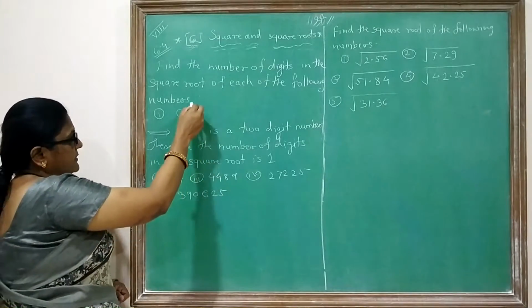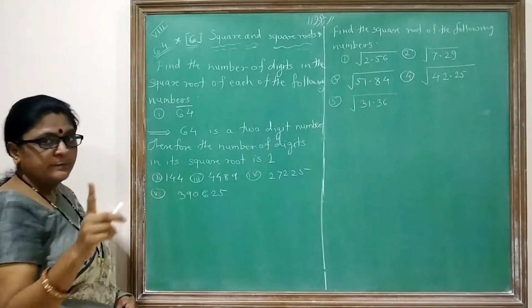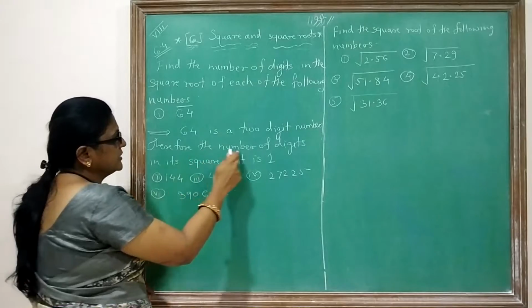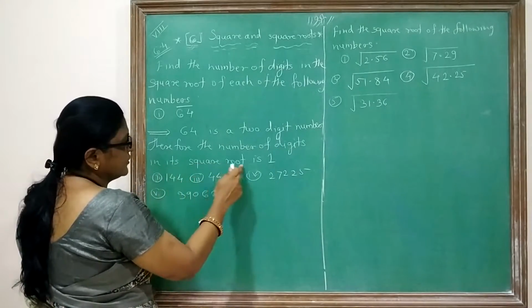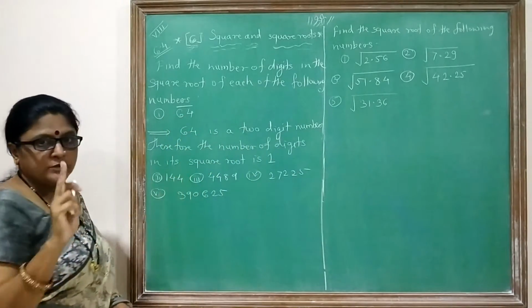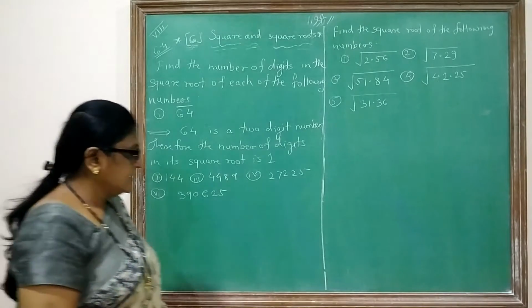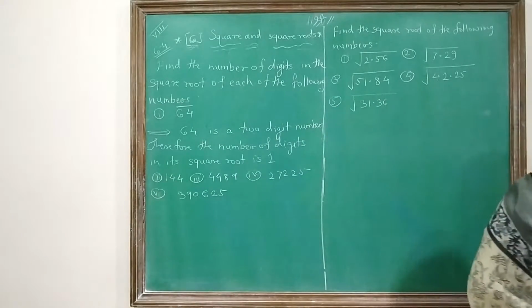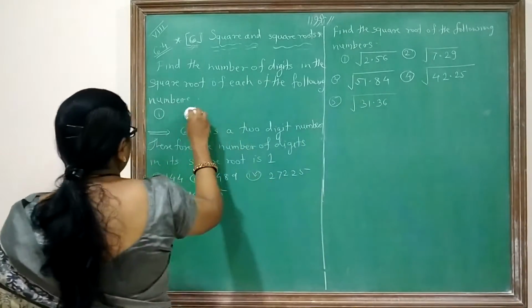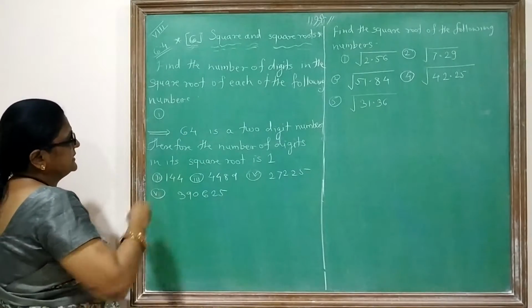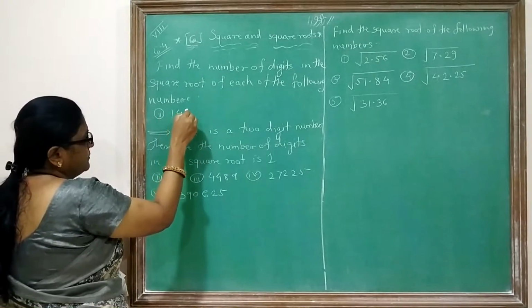Make its pair. Only one pair is taken here, therefore the number of digits in its square root is 1, because only one pair is taken. Then see your second example, that is 144.